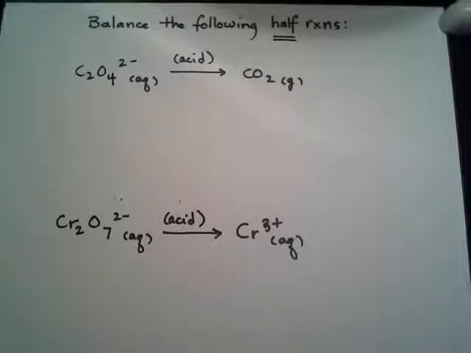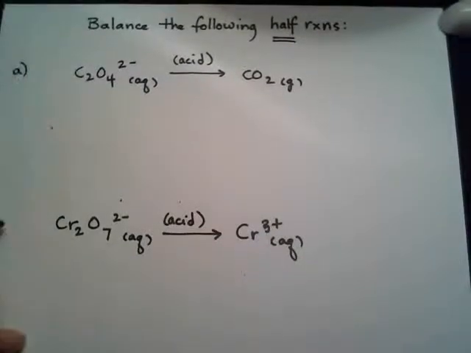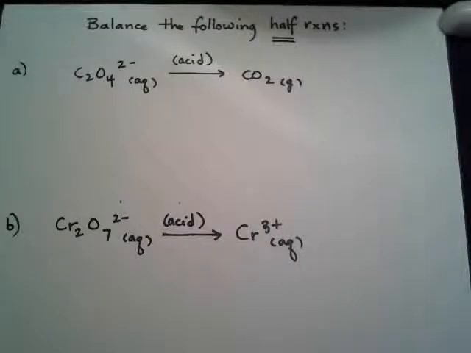In this question, we're not given the larger equation, just the half reaction. It's already being extracted from the larger question. There are two questions here. In the first we have the oxalate ion, the 2- oxalate ion, in an acid medium undergoing a half reaction to produce carbon dioxide. So let's apply the same rules and balance that.